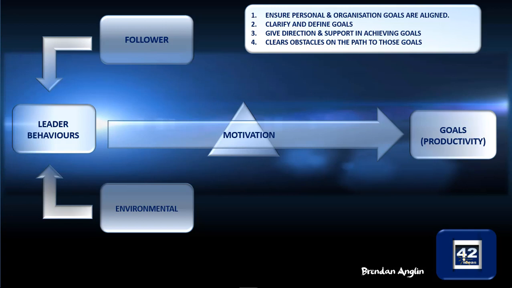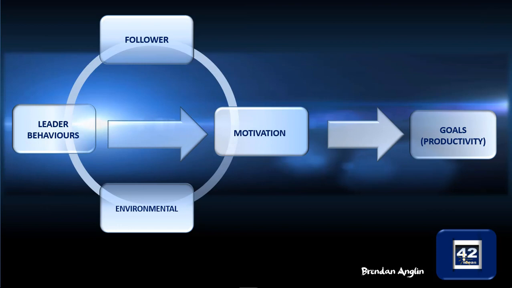At a low level of motivation, sometimes the followers and the team of followers, their goals are not aligned with the organisation, and therefore the leader has to ensure that they are. The leader has to clarify and define goals, especially in ambiguous situations, and then to give direction and support to the followers in achieving those goals. So like facilitators and mentors and coaches. And the last point, which we've already mentioned, is to clear obstacles on the path to those goals.